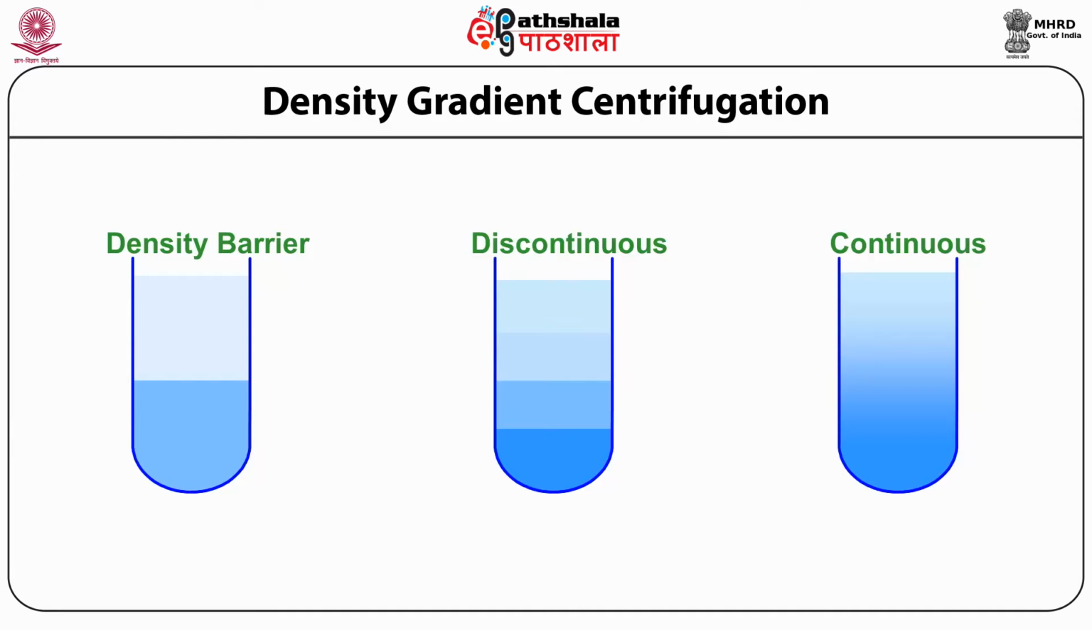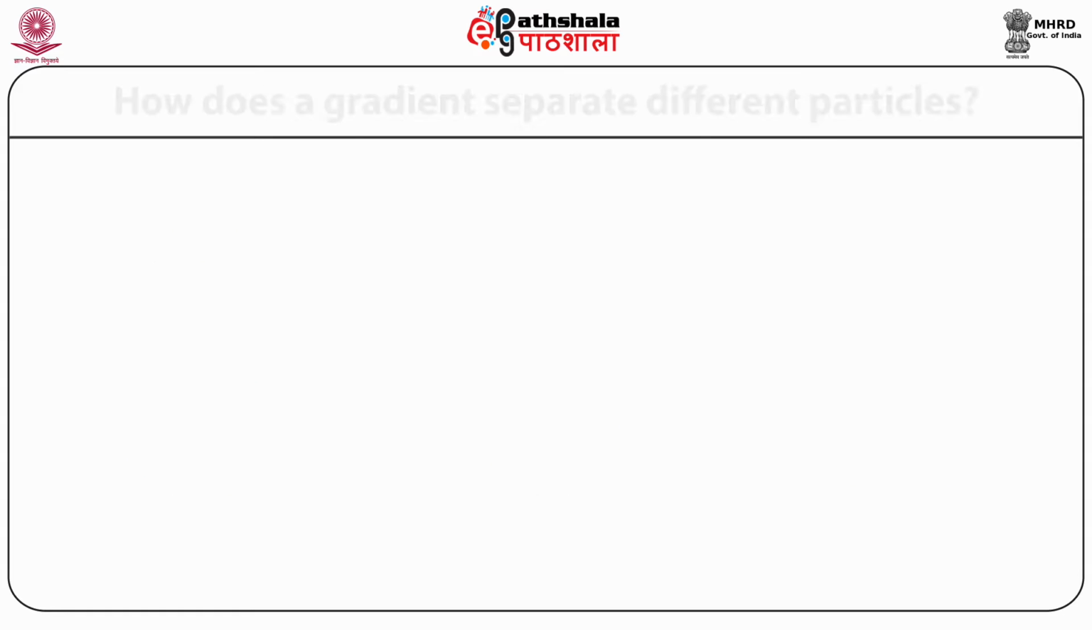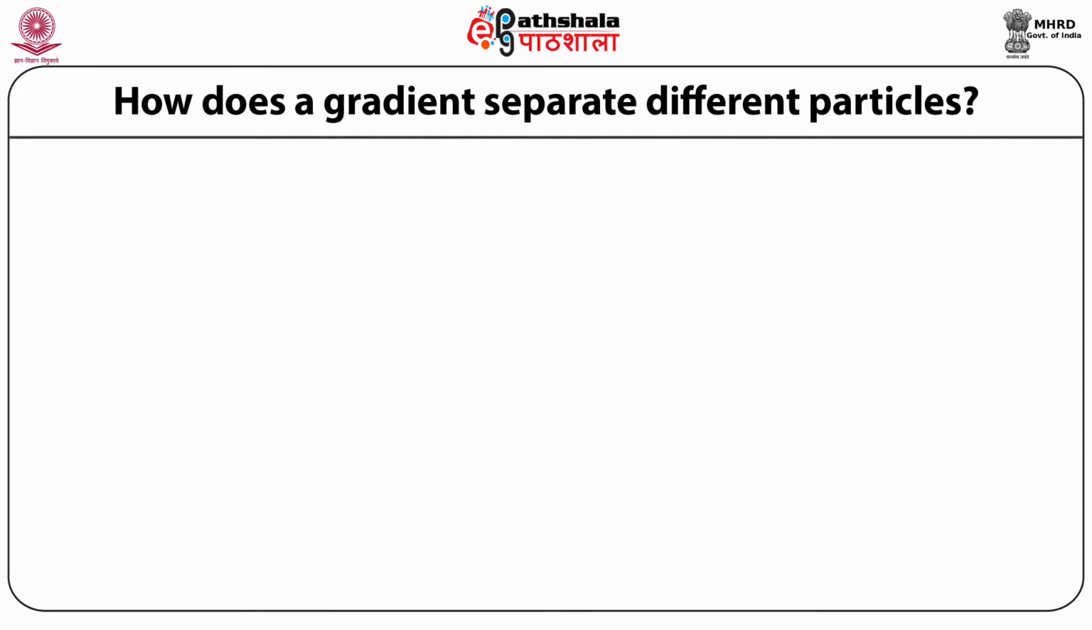So this describes how, if you mix molecules of different density, there are three possibilities: one forming a density barrier, one overlaid on each other, second is the discontinuation, and third is the continuous density gradient. I'll give you the basic idea. I'll show through a diagram how the particles of different density settle at different positions in a gradient separation.